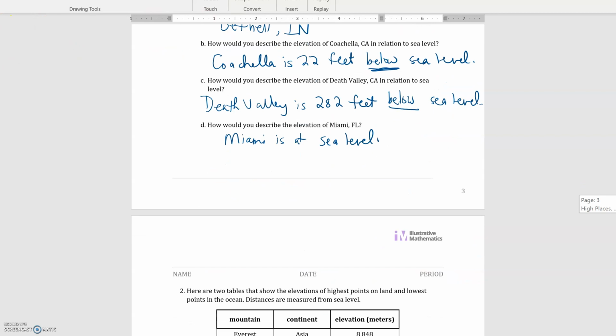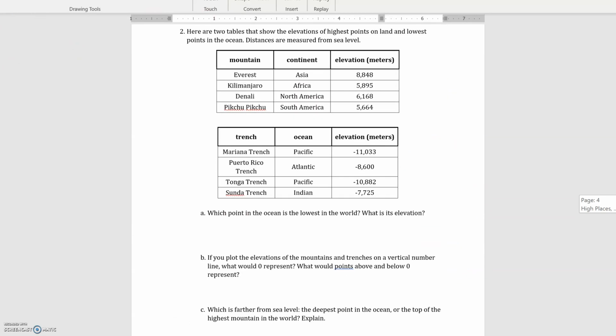On the back of your notes today, you have two tables. One about mountains and one about trenches. Trenches are valleys within the ocean that are deep in the ocean. You're going to do the same thing. We're going to draw a diagram to help you list them from highest to lowest relative to sea level, and use your diagram to help you answer the 3 questions below. When you are finished, first off, pause here, and then when you are finished, you can continue the video to check your answers for A, B, and C.